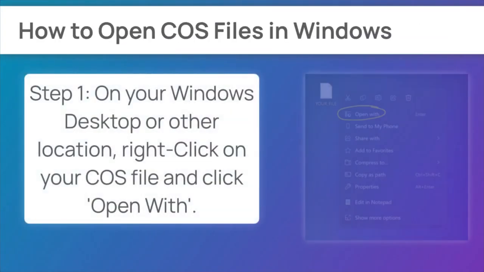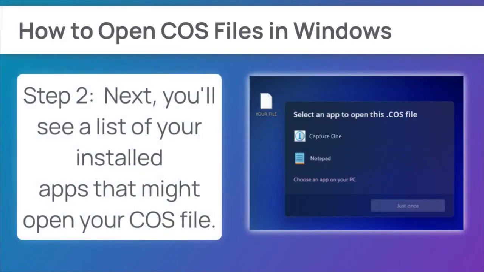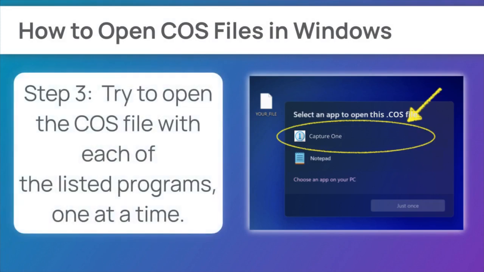To bypass the file reading error, right-click the COS file and choose Open With. Prioritize Capture One if available. If absent, choose another application. We are searching for the correct file association.